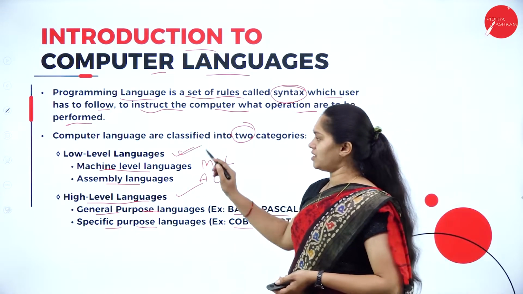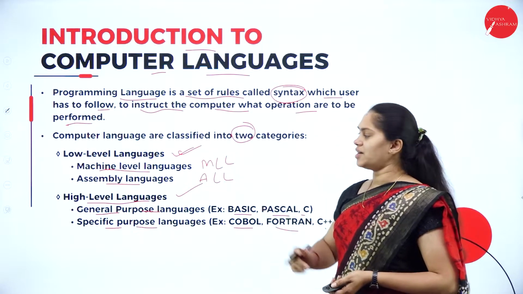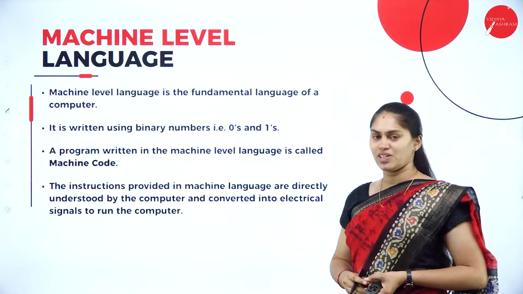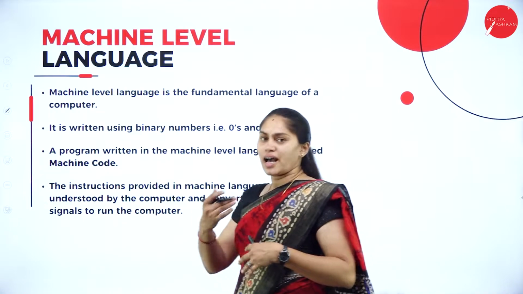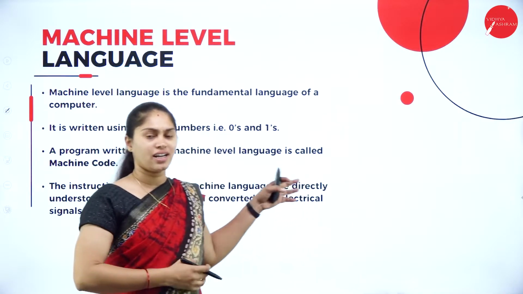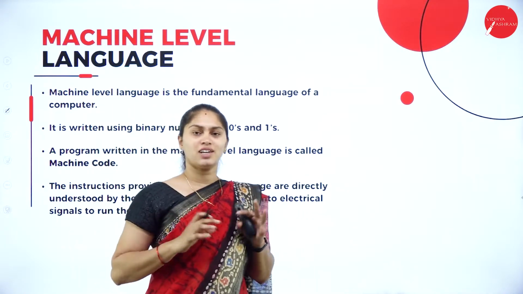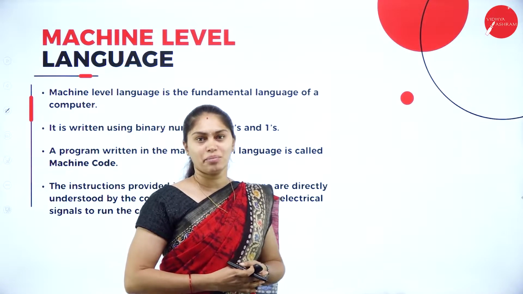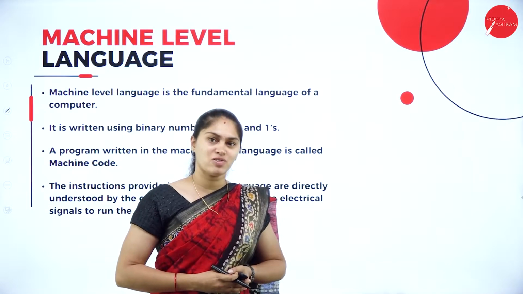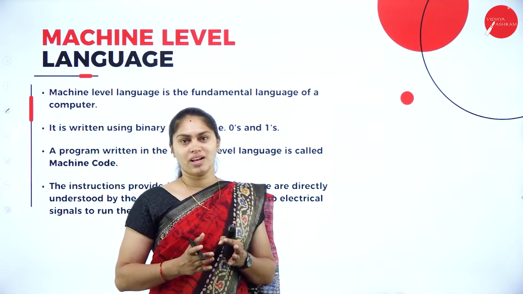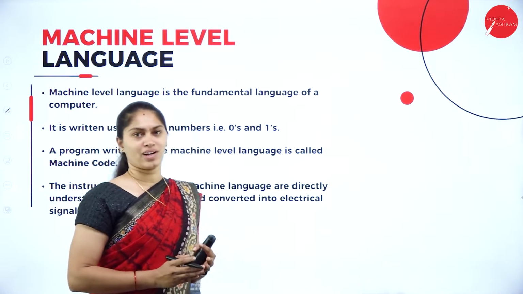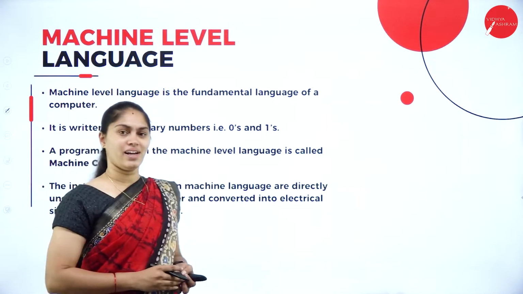First, let me go with low level language. Under that, we have machine level language. As you all know, I keep on telling you again and again, computer can understand only zeros and ones. What if you are writing a program or a set of instructions by making use of binary numbers, zeros and ones? Then we call that kind of programming language what? Machine level language.